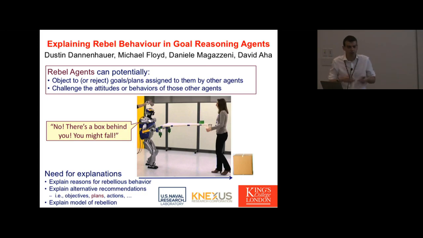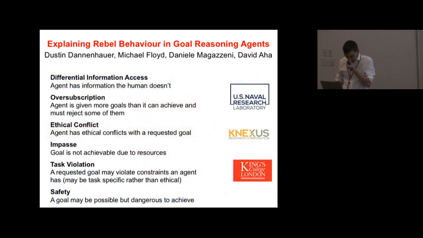For example, because the robot has got more information than the user, and it discovers that there is something that would be dangerous. However, when you have an agent rebelling, for sure this agent needs to explain why it's rebelling, otherwise you just switch it off. So it's in the context of agents, and these are the reasons why it could be good for an agent to rebel.